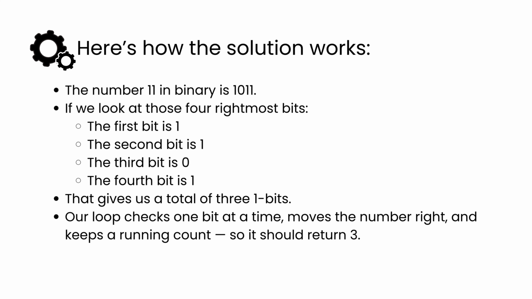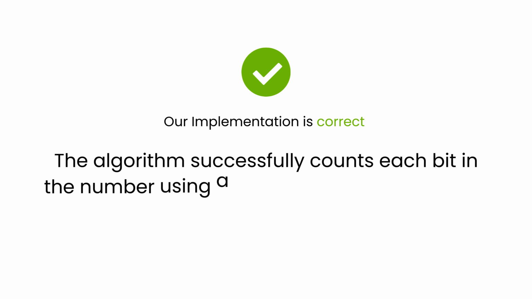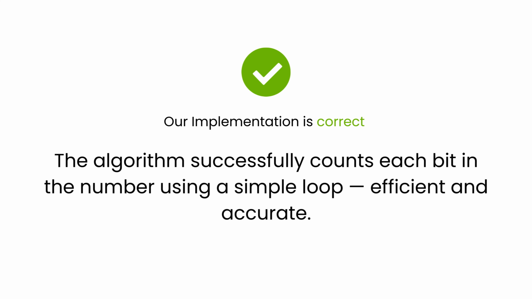That gives us a total of 3 1 bits. Our loop checks 1 bit at a time, moves the number right, and keeps a running count, so it should return 3. And that's exactly what the program outputs, 3. And the expected result is also 3, meaning the solution works perfectly for this test case. So, our implementation is correct. The algorithm successfully counts each bit in the number using a simple loop, efficient and accurate.